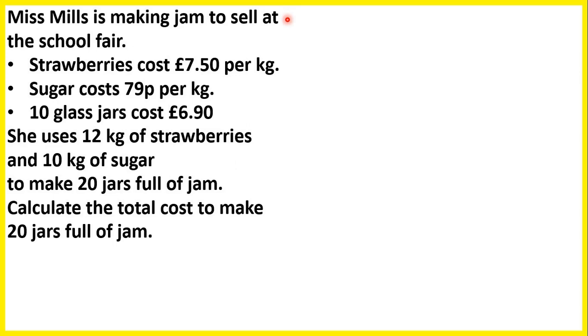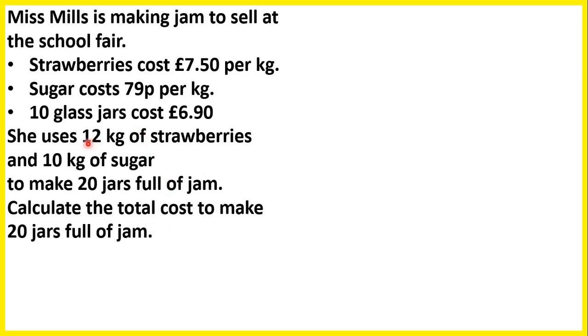Miss Mills is making jam to sell at the school fair. Strawberries cost £7.50 per kilogram. Sugar costs 79 pence per kilogram. 10 glass jars cost £6.90. She uses 12 kilograms of strawberries and 10 kilograms of sugar to make 20 jars full of jam. Calculate the total cost to make 20 jars full of jam.